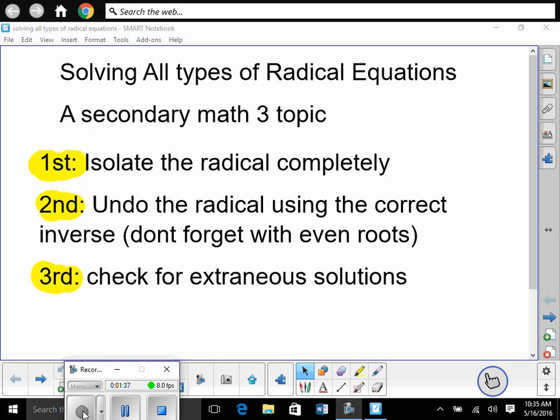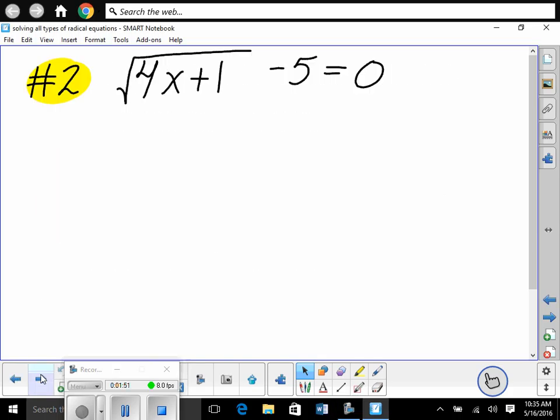On the end of level test, students checked, and they knew I have to throw out this answer, keep this one, and so on and so forth. So in secondary 3, the problems are a lot harder, and they have a lot more manipulation involved, so that's why we check for extraneous solutions. Okay, here we go. Problem number 2.